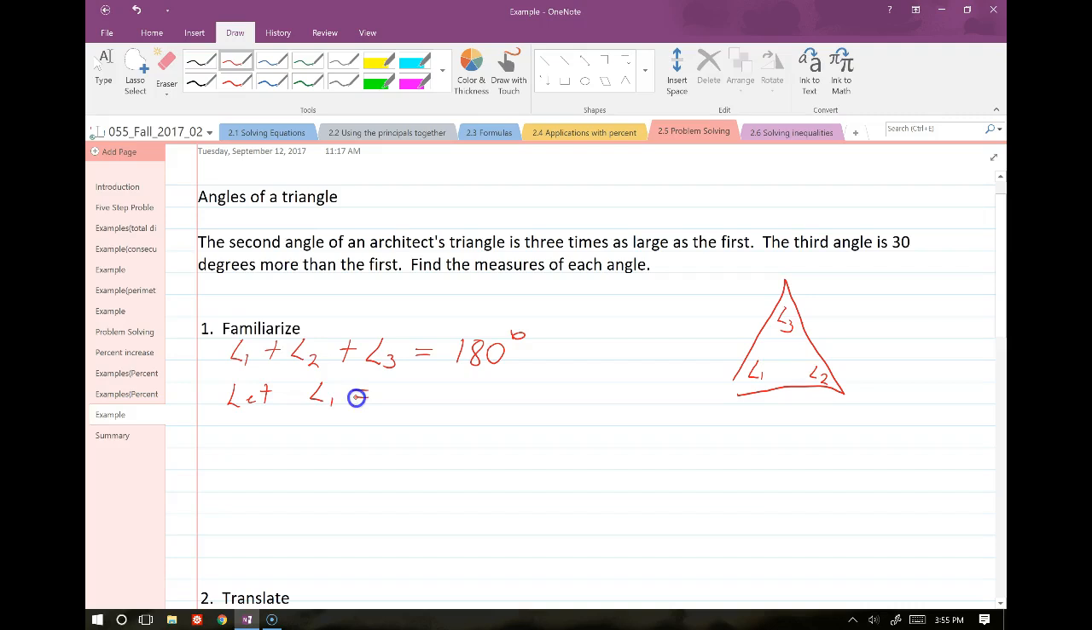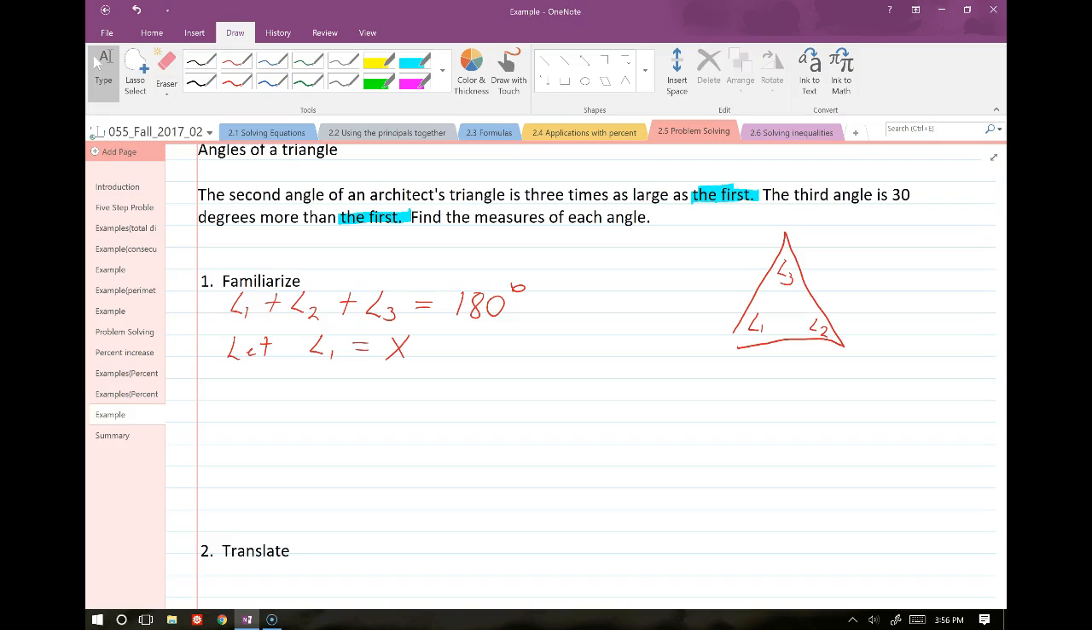All right, and the reason why I did that is because the first angle is kind of like what is not really operated on in these sentences. You can really choose any angle and build off that, but I just chose the first. So what we need to do is express the second and third in terms of the first.